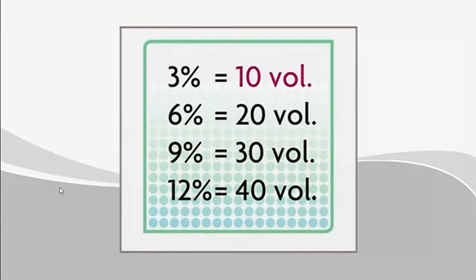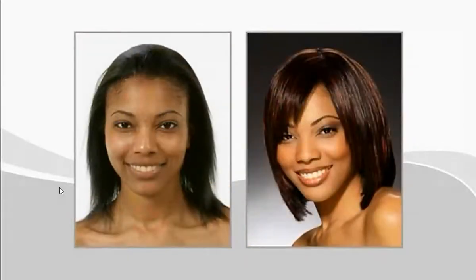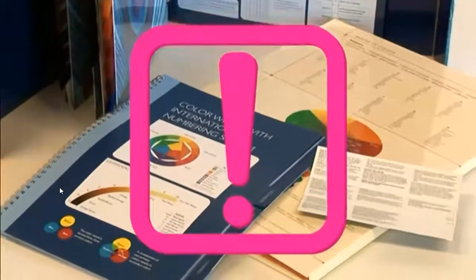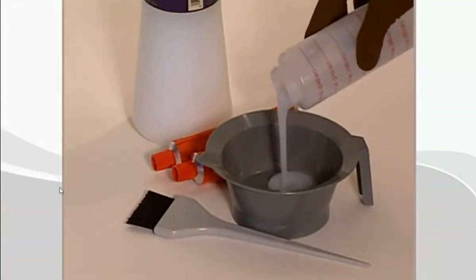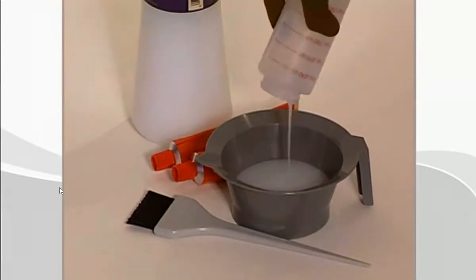The most common strengths are 10 volume, 20 volume, 30 volume, and 40 volume. Generally, with lower volumes, less or no lift is achieved. With higher volumes, more lift will be achieved. Never go beyond the manufacturer's recommendations for the strength of hydrogen peroxide in a formula, as it may cause damage to the hair and chemical burns to the skin and scalp. And always mix peroxide in a glass or plastic bowl. Never use a metal bowl, since it may cause the peroxide to become weak.